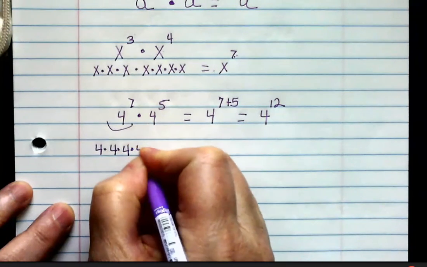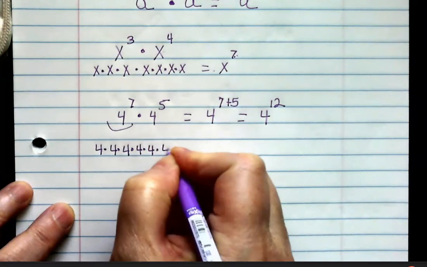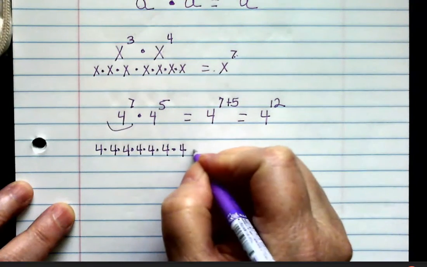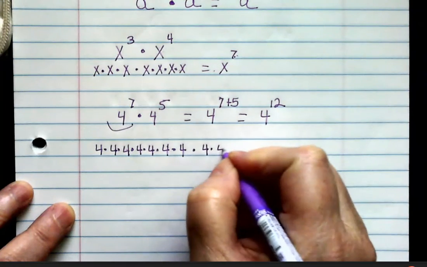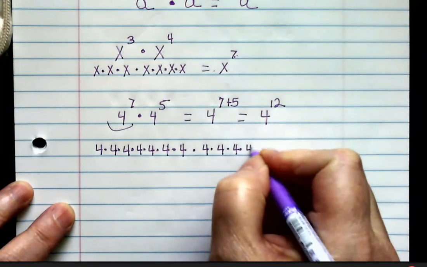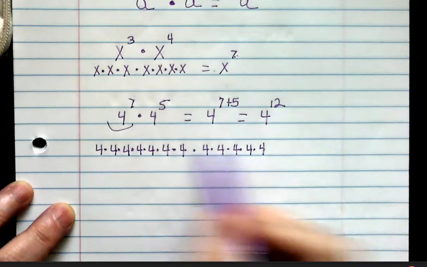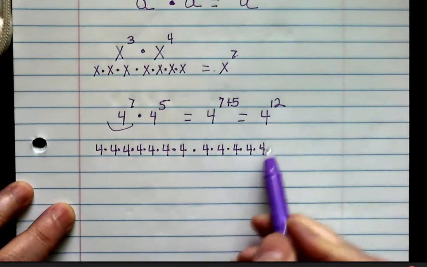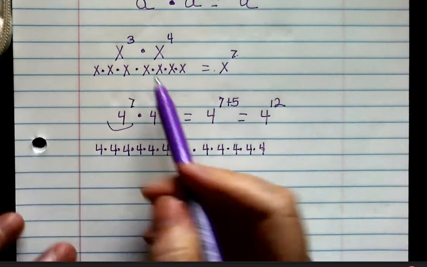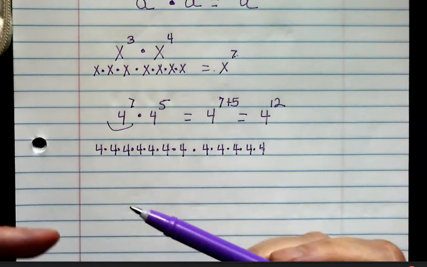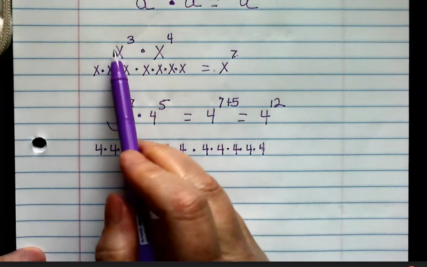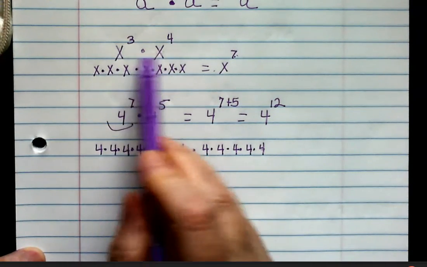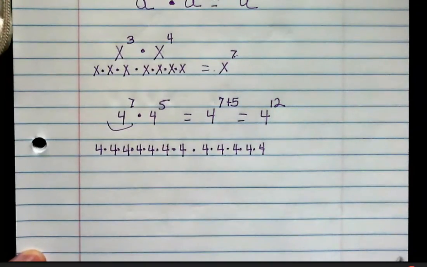If I wrote this out, I would have 7 4s. 1, 2, 3, 4, 5, 6, 7. And then I would have 5 4s. And I would have 1, 2, 3, 4, 5, 6, 7, 8, 9, 10, 11, 12 total. And it's that simple. Well, we're going to get to more complicated ones. But as long as it's a multiplication problem and the bases stay the same, you add your exponents.